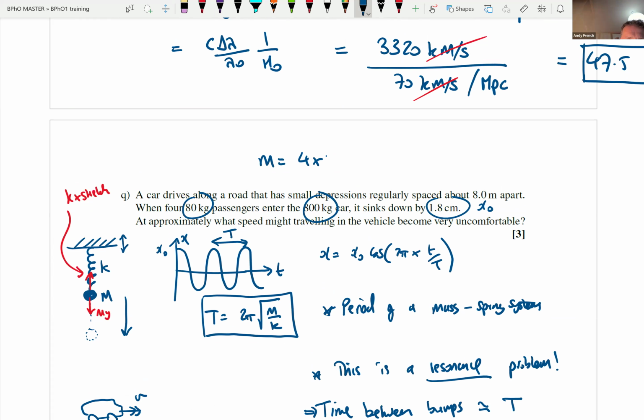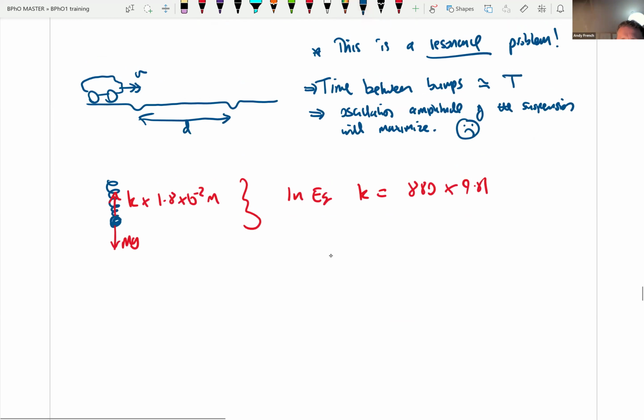We've got 4 times 80 plus 800. There we go. Kilograms. Right, let's put that all in. Thank you very much indeed. My students are excellent, aren't they? So it's going to be 4 times 80.